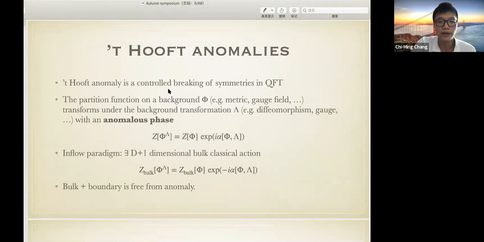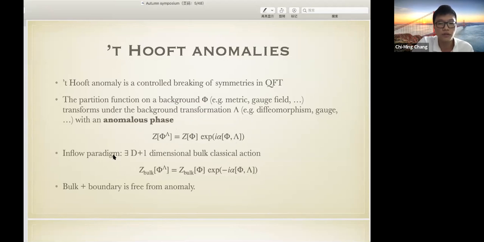The 't Hooft anomaly is a controlled breaking of symmetries in QFT. Let me describe it in more precise equations. The partition function on some background, which I denote by phi, can be the metric, gauge field, or any other fields. It transforms under a background transformation, which I denote by lambda, that can be a diffeomorphism or background gauge transformation and so on. The transformation generates an anomalous phase, as in this equation. Here phi with lambda superscript denotes the background after the background transformation. So the partition function after the transformation equals the partition function before the transformation with a phase. This phase is a functional of the background field phi and the background transformation lambda.